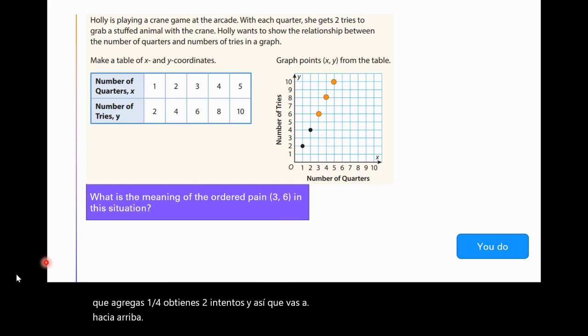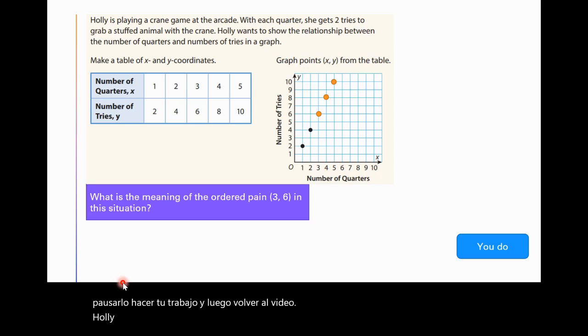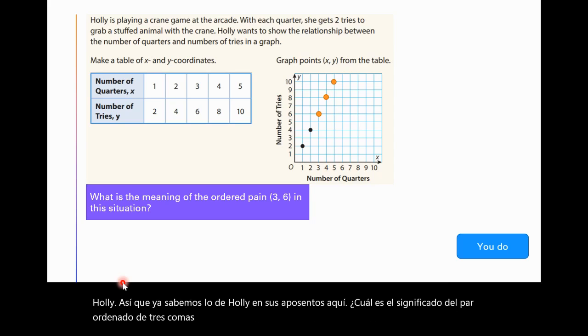All right, so now this is the part that you're going to do. I will read it for you. You can then pause it, do your work, and then come back to the video. So we already know about Holly and her quarters here. What is the meaning of the ordered pair 3 comma 6 in this situation? Go ahead and pause the video and come back when you're done.